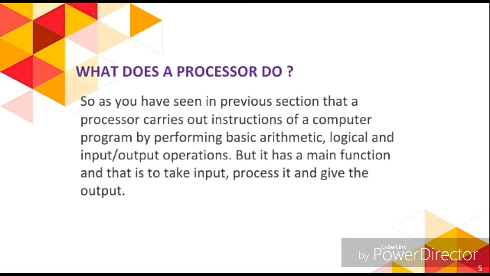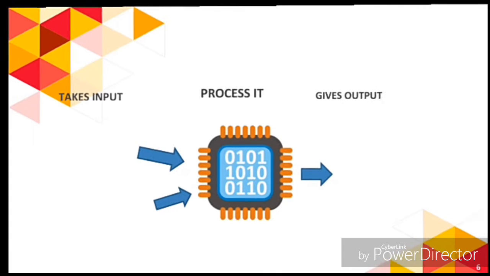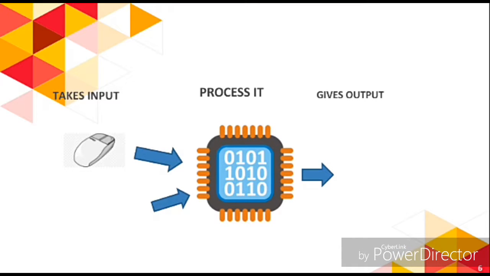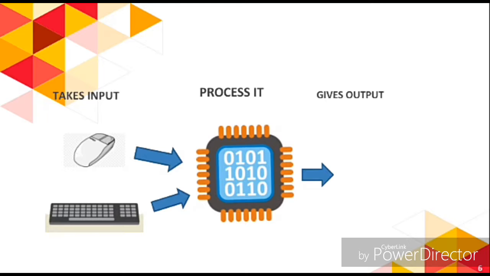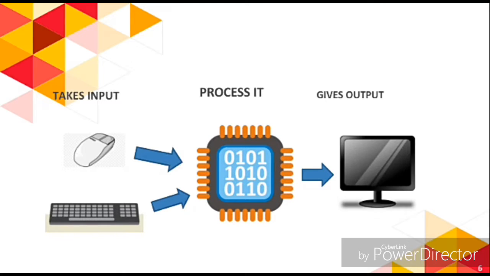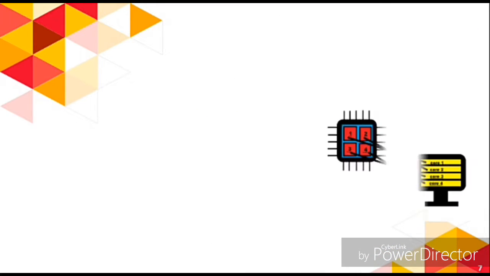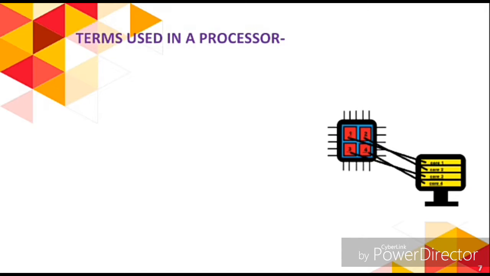So let's get to the second topic, that is, what does a processor do? So as we have seen in the previous topic that a processor carries out instruction of computer program by performing basic arithmetic, logical and input-output operations. But it has a main function, and that is to take input from other devices and then it will process it and it will give the output to other devices. So let's see a diagram. So it takes input from mouse and keyboard, then process it and then gives the output, which we see, means see the images, pictures, etc. on the monitor.